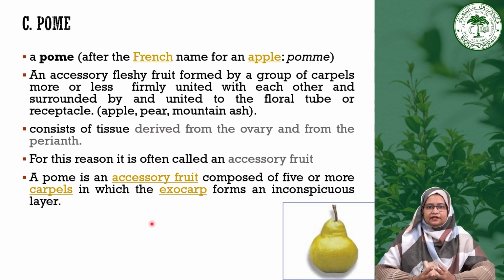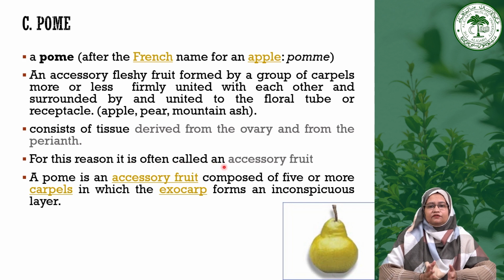A pome, from the French name for the apple, is an accessory fruit formed by a group of carpels more or less firmly united with each other and surrounded by and united to the floral tube or receptacle. It consists of tissue derived from the ovary and from the perianth. That's why it is called an accessory fruit, because it is not derived totally from the ovary. It is also derived from the accessory parts of the flower.